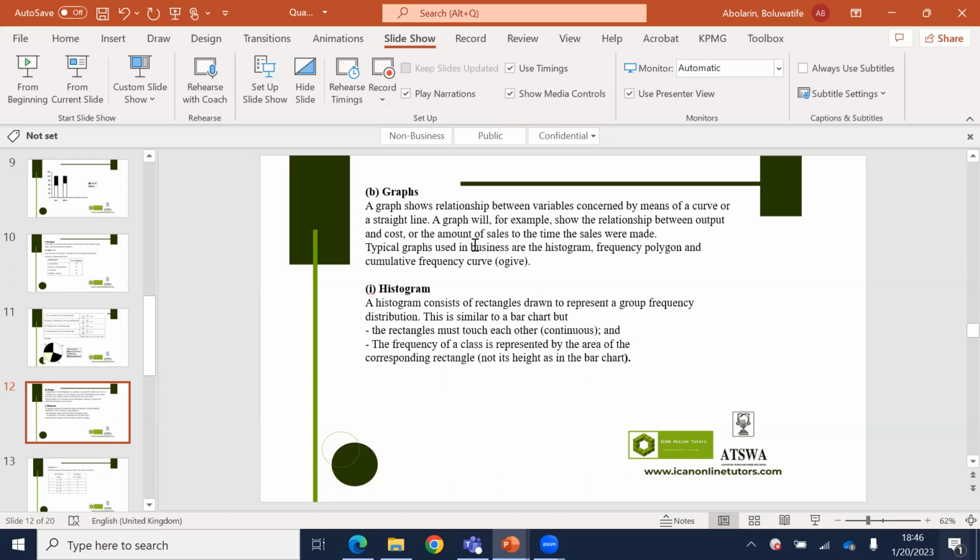Under graphs, we have different types of graphs, the same way we have different types of diagrams, like bar charts and pie charts. The first one I want to start with is the histogram. A histogram consists of rectangles drawn to represent a grouped frequency distribution. It is very similar to a bar chart, but the rectangles must touch each other continuously. You will see it when we solve the question. The frequency of a class is represented by the area of the corresponding rectangle.